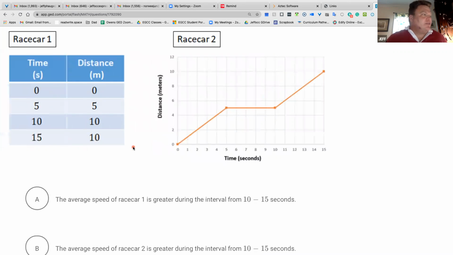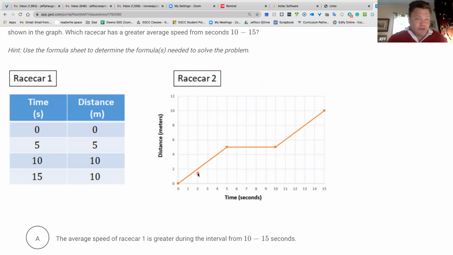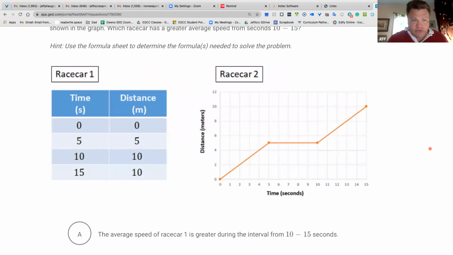The question they're asking: which race car has the greatest average speed from seconds 10 to 15? So what we have to do is know that slope is just a relationship between 2 numbers. How many donuts can I eat in an hour? How many pizza slices can I eat in an hour? How many anythings can I eat? It's just stuff, time. That's all slope is, a relationship between those 2 things.